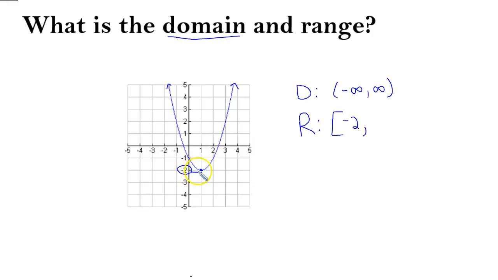So since -2 is on the function, all of the y values up forever are included. So we have y values of -1, 0, 1, all the way up to almost infinity. We're approaching infinity as we go up, so we'd use infinity there, and that is our domain and our range.